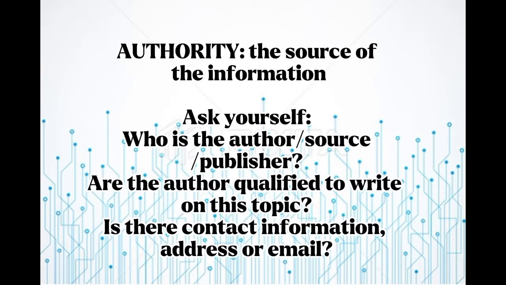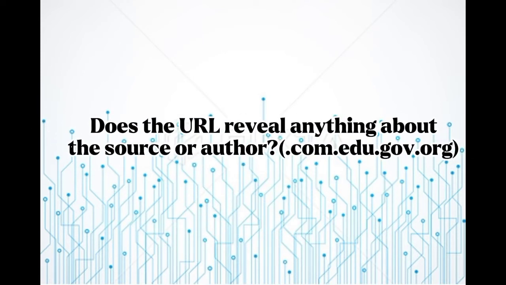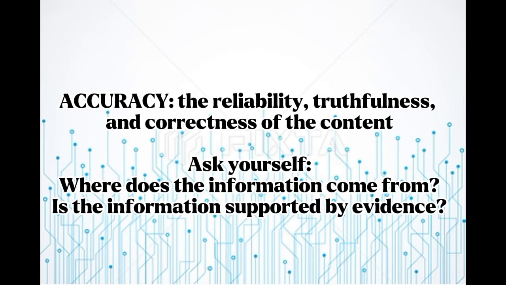The third criteria is authority, the source of the information. The questions to be asked are: who is the author or source or publisher? Is the author qualified to write on this topic? Is there contact information, address or email? Does the URL reveal anything about the source or author? The fourth criteria is accuracy, the reliability, truthfulness, and correctness of the content.